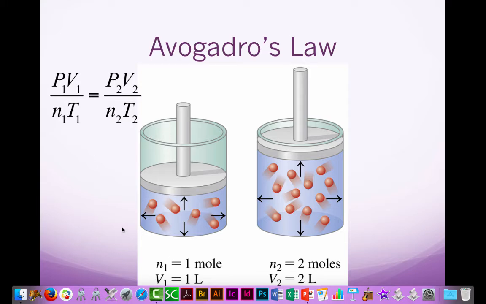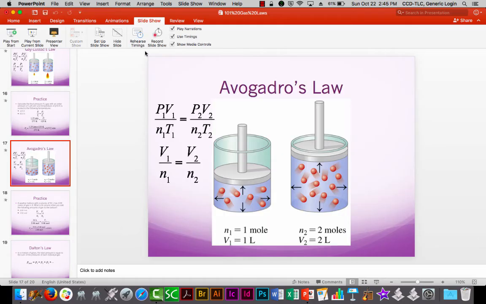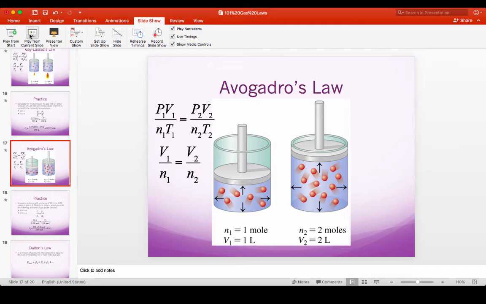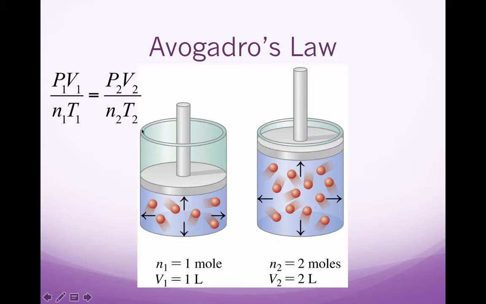Okay, let's look at Avogadro's law. There we go. So now we're going to look at Avogadro's law, our final gas law, and that's a relationship between number of moles and volume. Avogadro's law says if I change my number of moles of gas, but I keep my pressure and temperature constant, my volume is going to change.